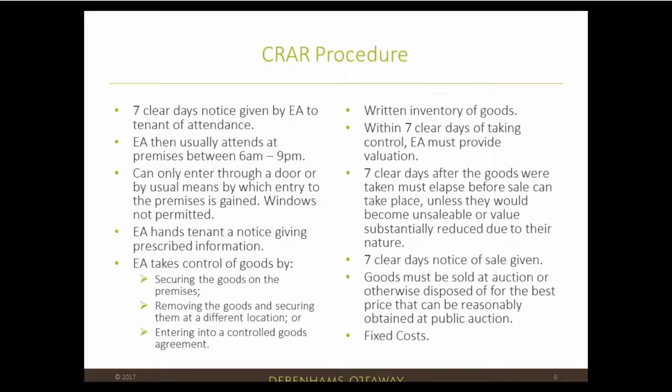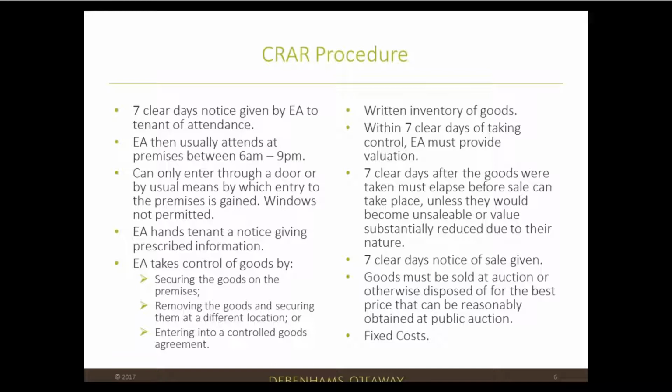When he does get in, the agent will hand the tenant a notice giving prescribed information explaining what's going on, and then takes control of goods by either securing them on the premises, removing the goods and securing them at another location, or by entering into a controlled goods agreement, which is basically an agreement that the tenant will not move goods until everything has been paid. The enforcement agent then makes a written inventory of the goods, and within 7 clear days of taking the goods, he must provide a valuation to the tenant. The enforcement agent has to wait 7 clear days after the goods were taken before selling them, unless those 7 clear days would render the goods unsaleable.